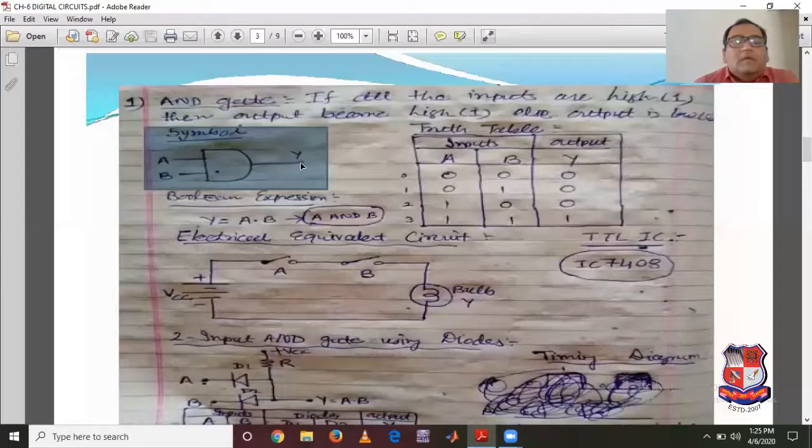This is the symbol of the logic gate with two inputs. So here A and B both are the digital inputs and there is only one output named Y. In logic gates we know that inputs are one or more, but I have drawn only an example with two inputs. So A and B both are inputs and Y is the output. So first definition, then symbol.